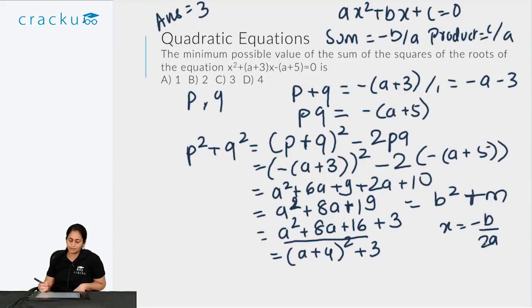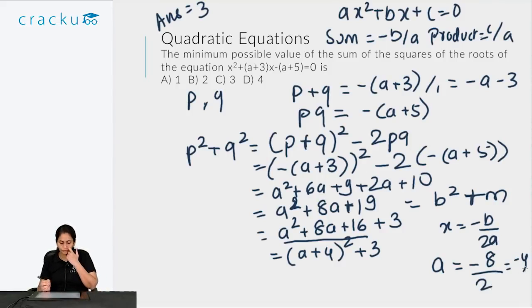So what is the coefficient of the a term? In this case it is 8. And 2a, so this will occur when a is equal to minus 8 by 2, so that is minus 4. So what is the minimum value of this square term? That will occur when a is equal to minus 4, and that minimum value will be 16 minus 32 plus 19, so that is 3.